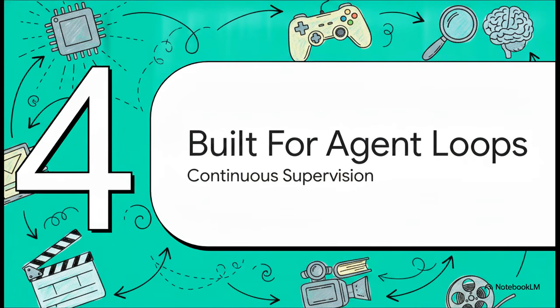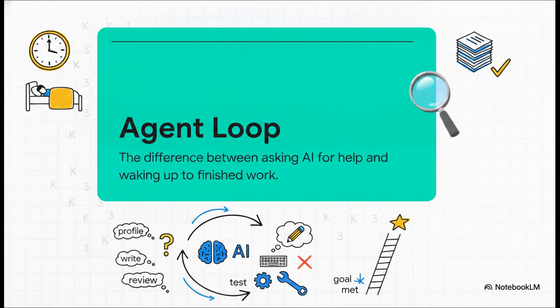All of these incredible creations, the chip, the game, the video, the research, they weren't made by a human constantly clicking and prompting every 5 seconds. They were built using something called agent loops. So the vital point here is understanding this definition. An agent loop is the difference between asking an AI a question and waking up to finished work. It's basically the oldest idea in programming applied to the newest tool.